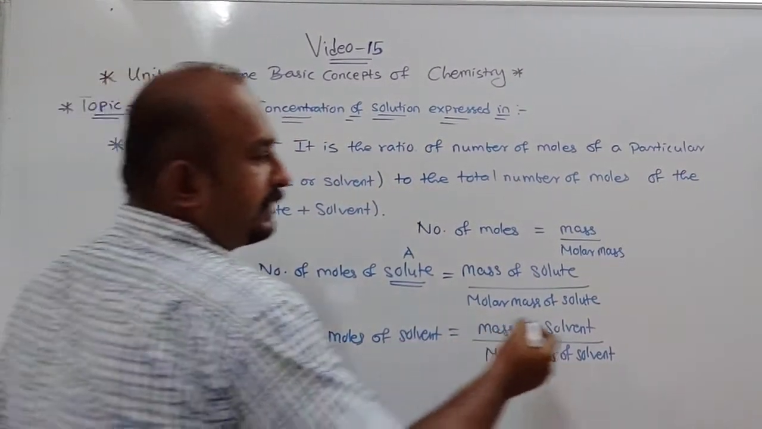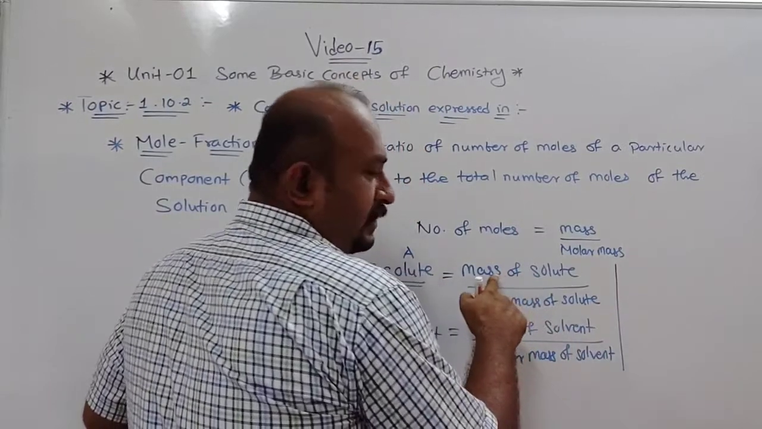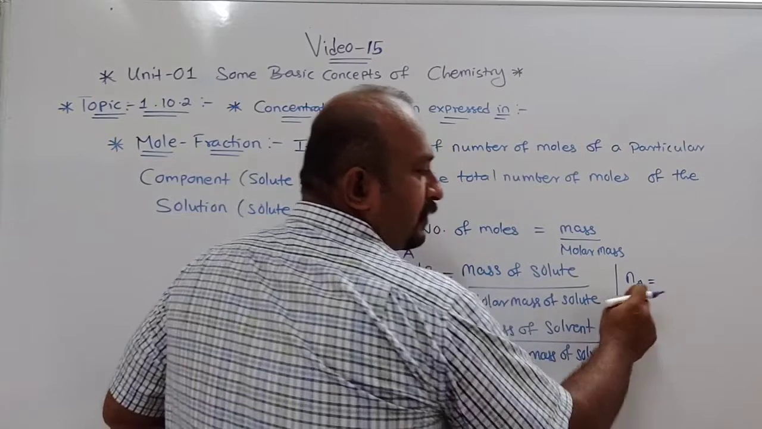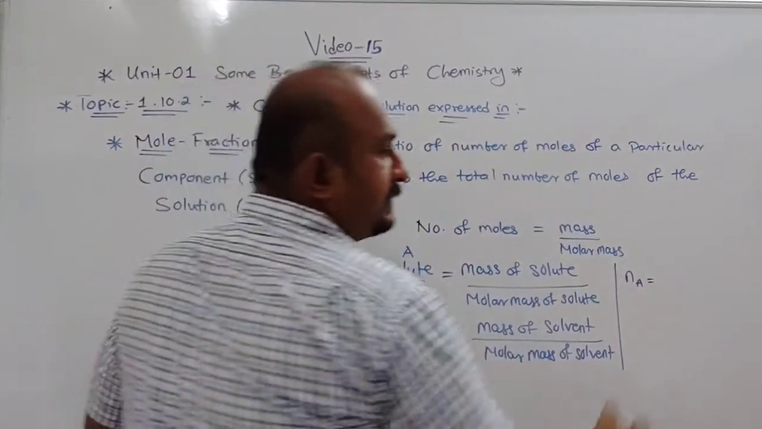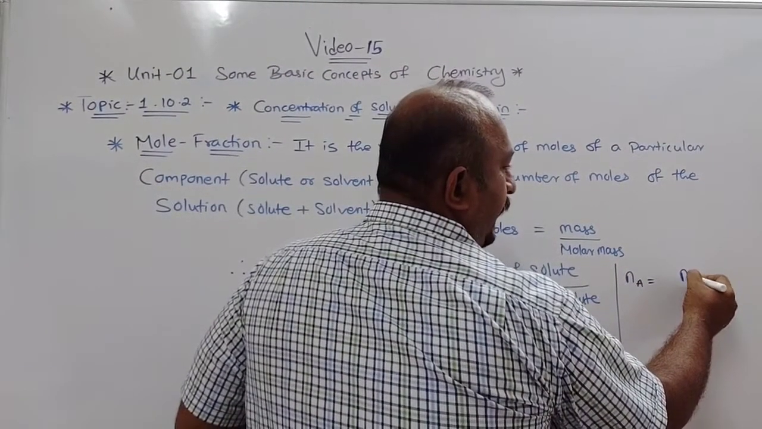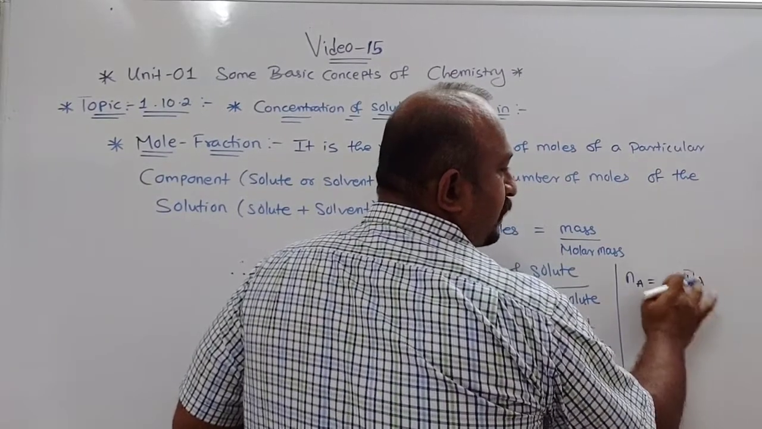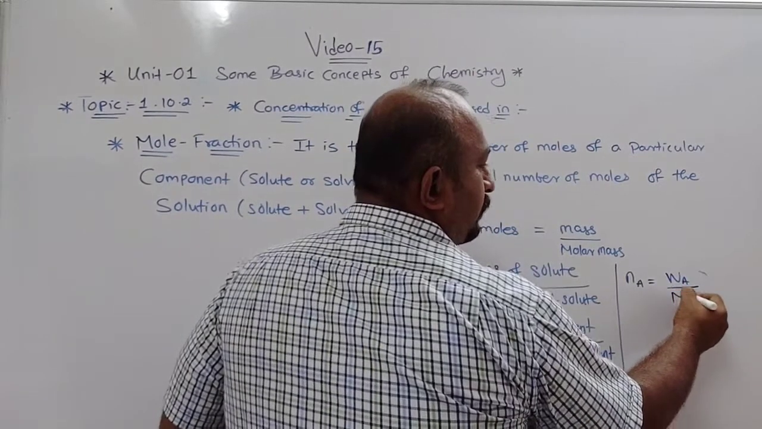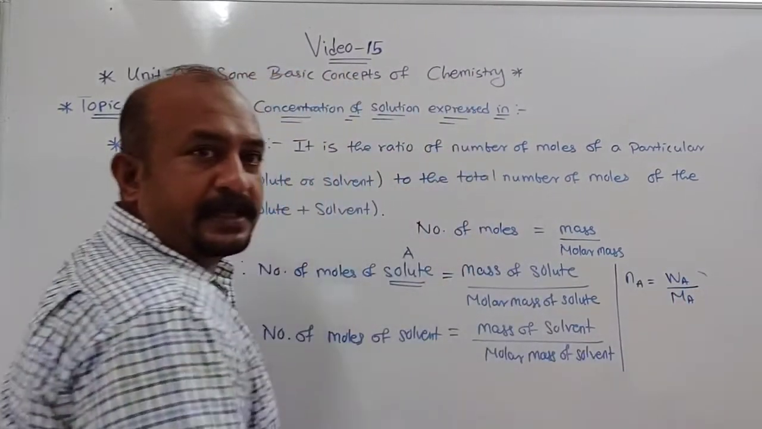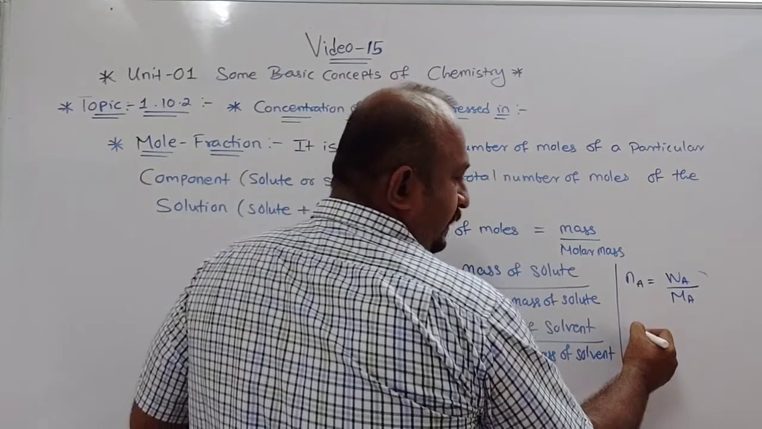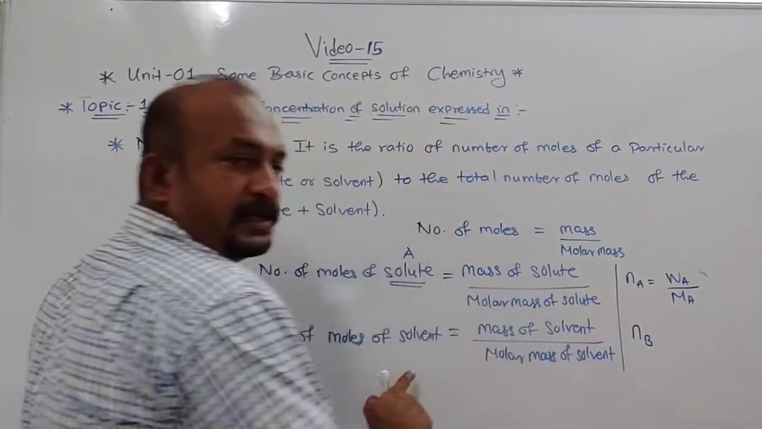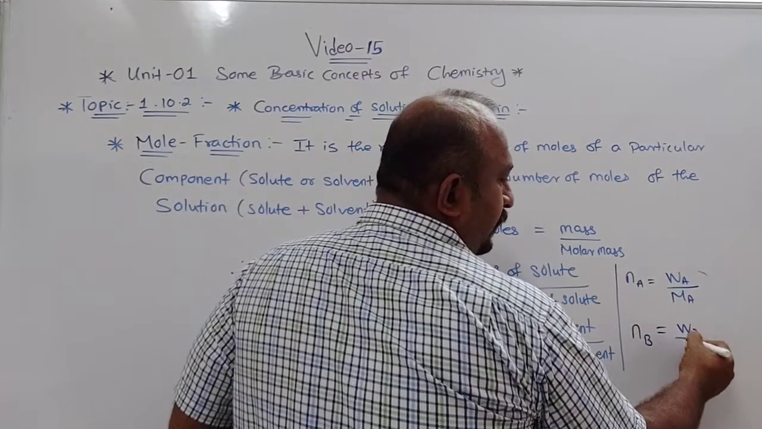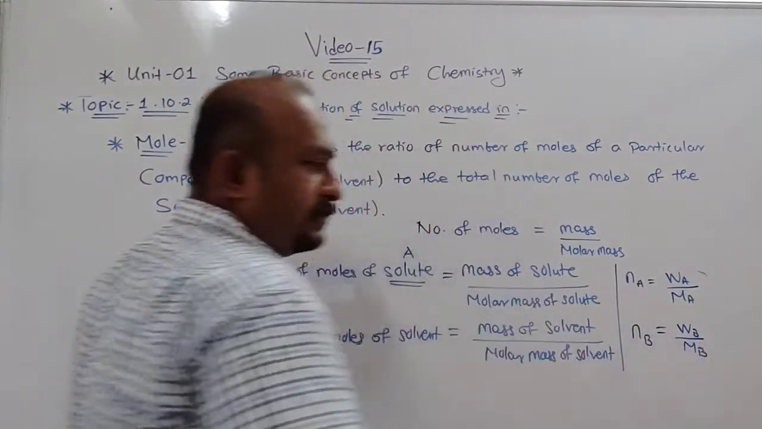This can also be written as, for solute, Na, that is the number of moles of component A, is equal to Wa, the weight of solute, upon Ma, the molar mass of solute. In the same way, Nb, meaning solvent, is equal to Wb upon Mb. Like this also you can write.